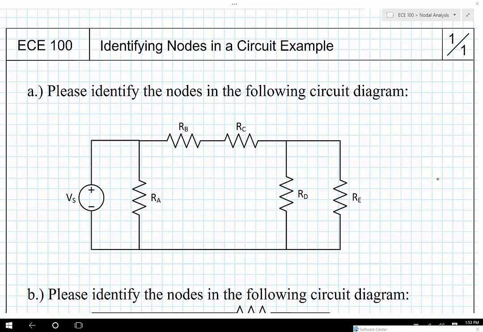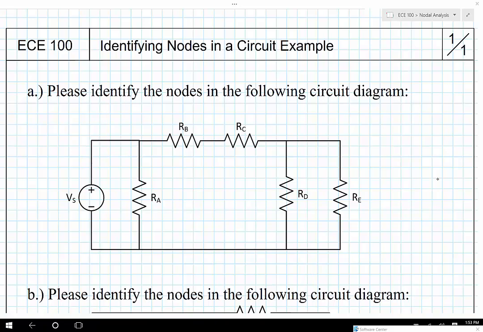So as the name suggests, identifying nodes is a very important part of nodal analysis. If we can't identify the nodes, we can't identify what node voltages need to be solved for, we can't write the Kirchhoff's current law equations, we can't solve for the nodal voltages. So step one really is to identify the nodes, and that's why there's an entire section in your lesson today and an example about finding the nodes.